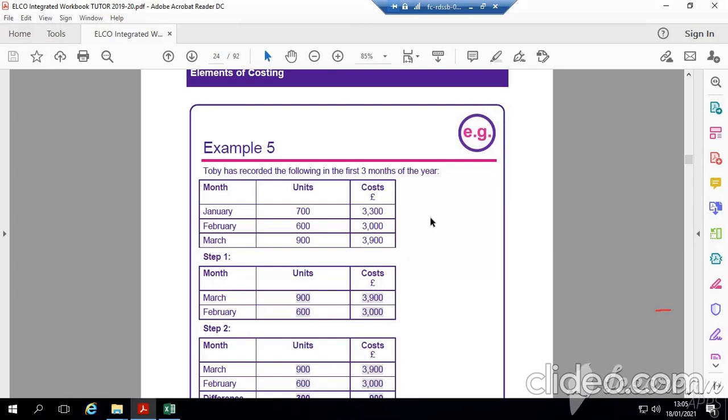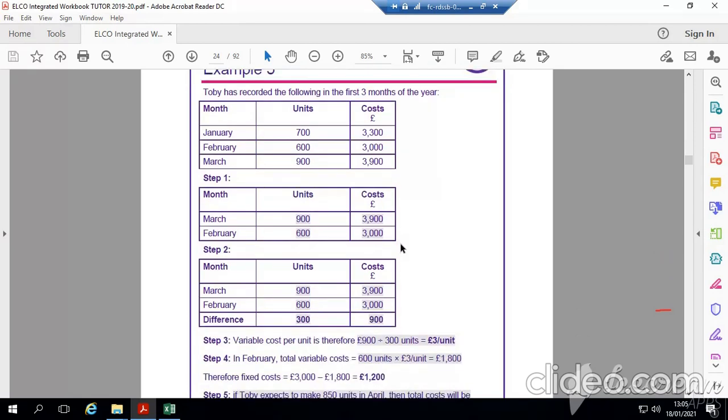In February they made 600 units and the total cost was 3,000, and in March they made 900 units and the total cost was 3,900. The purpose of this 3-month activity and cost is so you can calculate in which month and how the cost per unit is changing.